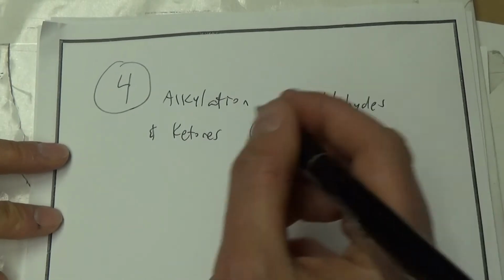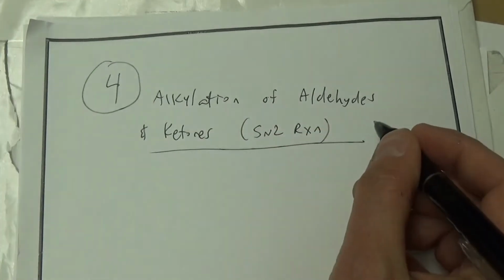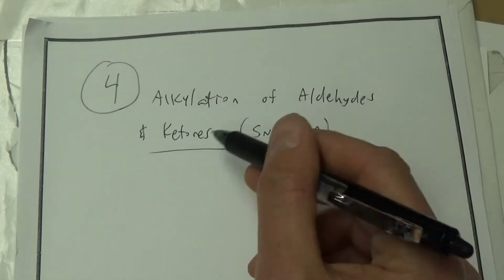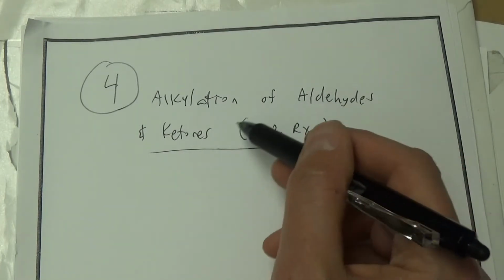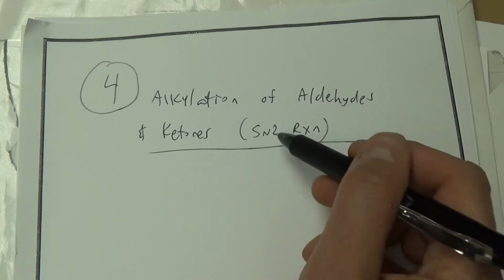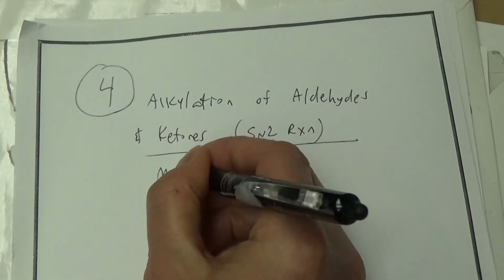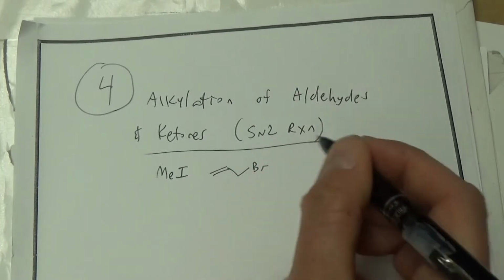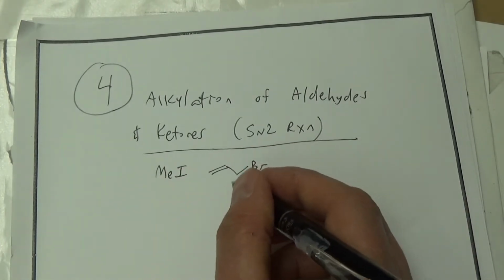We'll draw it out in a second. We're going to take a ketone or aldehyde and make an enolate with a strong base, and then we're going to attack something, and that's going to do the SN2 reaction. The things we're going to attack are typically methyl or primary, so like methyl iodide or allyl bromide. That's a methyl, that's a primary.